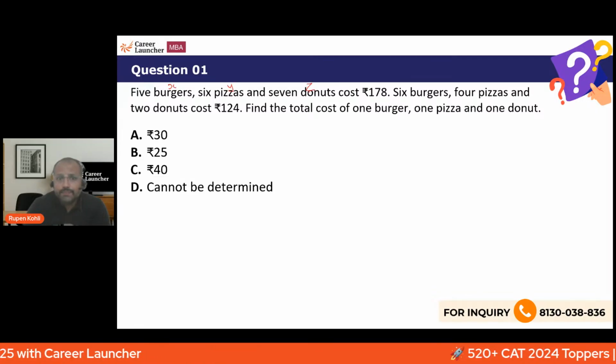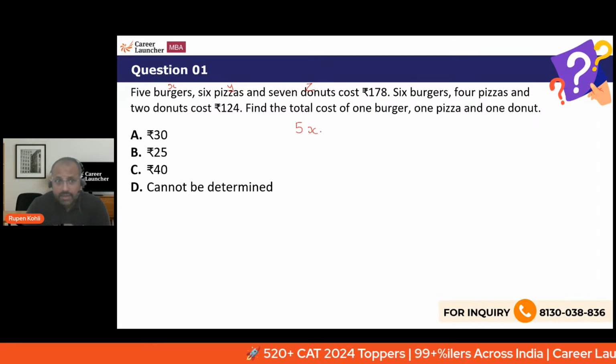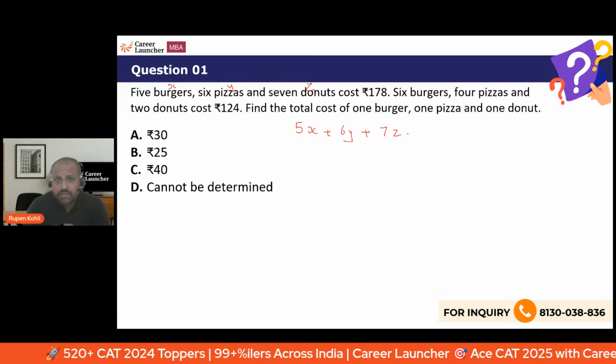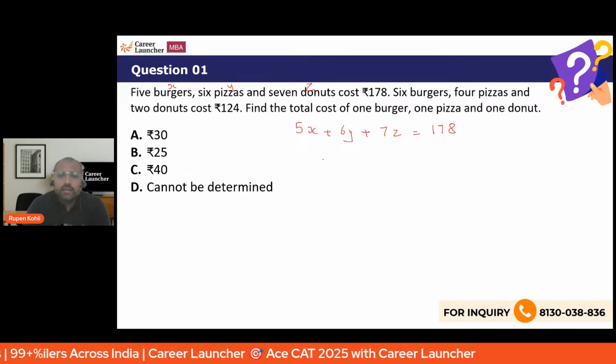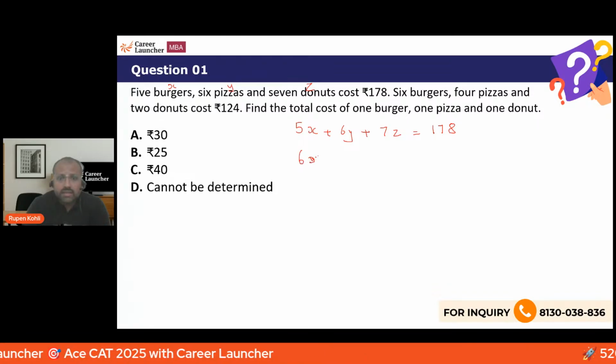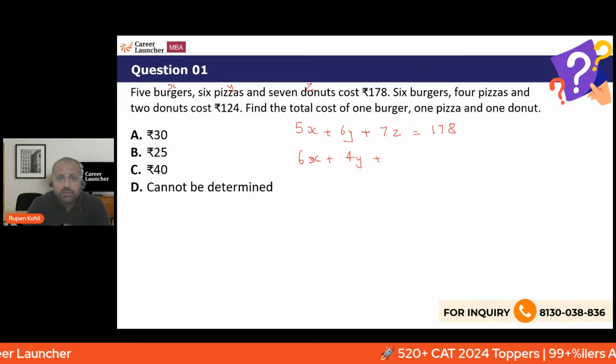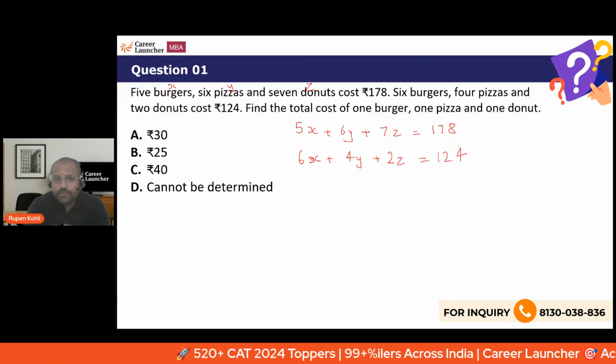Let's define the cost of a burger, a pizza, and a donut as, let's say, x, y, and z. In that case, our first equation can be written as 5x plus 6y plus 7z equals 178. Right. And the other equation can be written: 6 burgers, 6x, 4 pizzas, 4y, and 2 donuts, so 2z is 124.